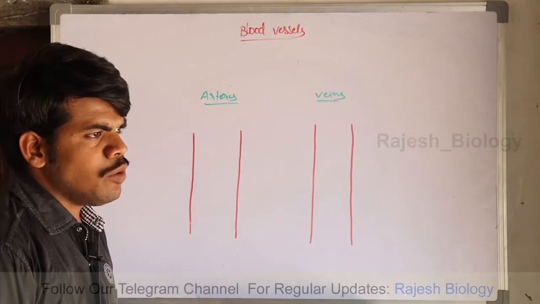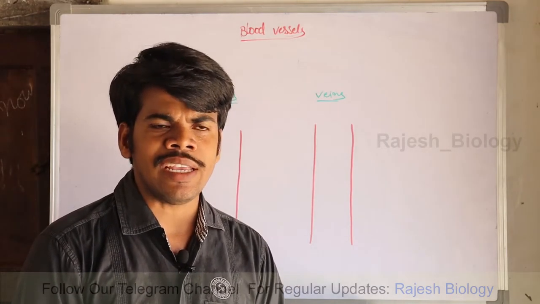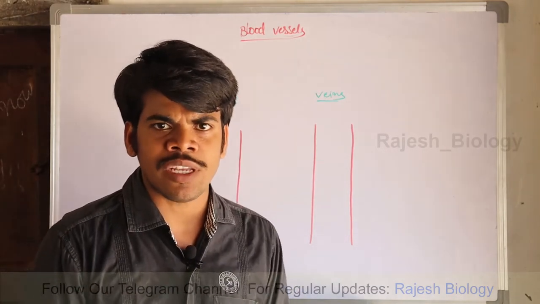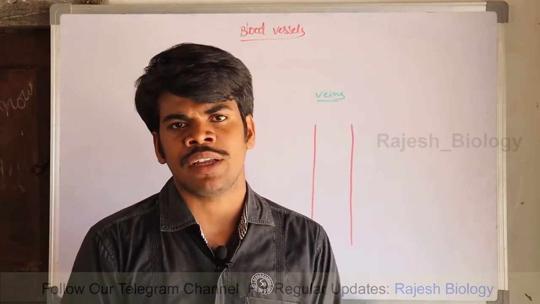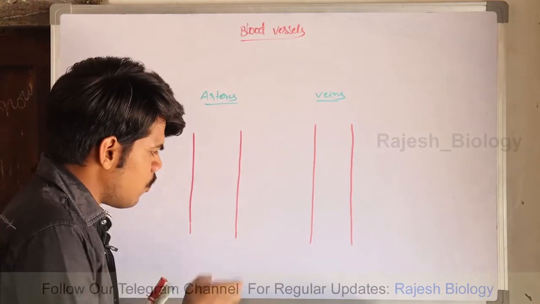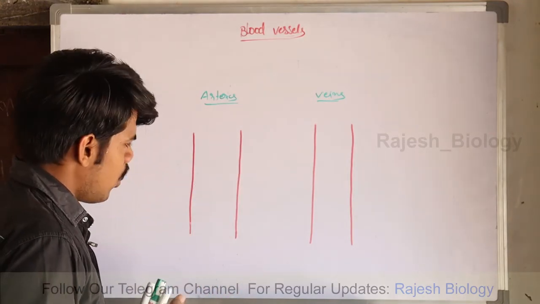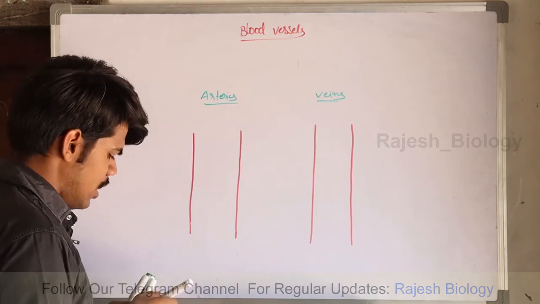But I give two blood vessels in your hands which have been preserved for so many years. Both are the same in color. How can you differentiate? By knowing the structure of the wall of the blood vessels. Now I am going to describe the structure of the blood vessel wall.